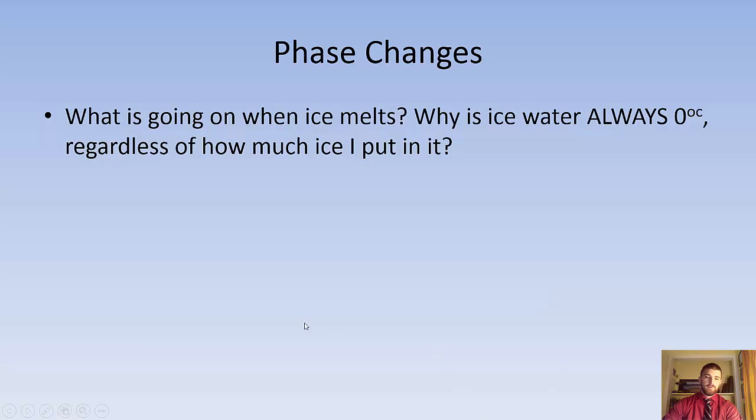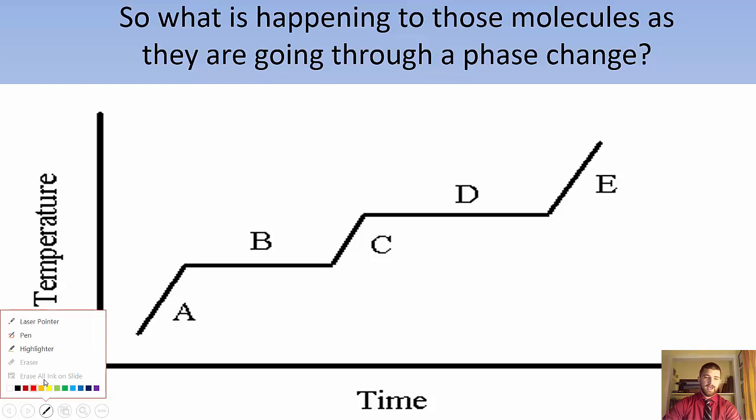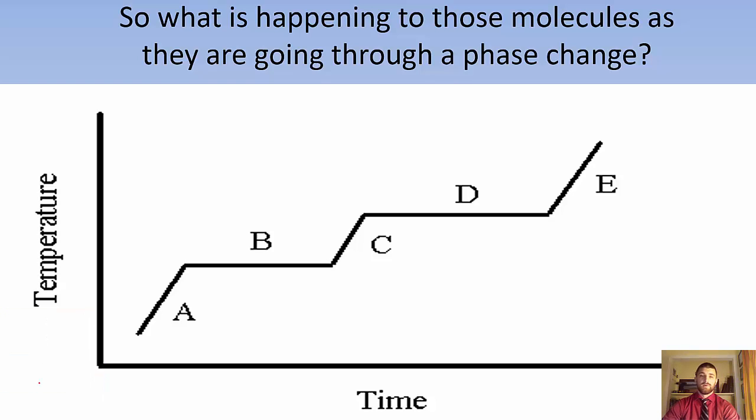So let's take a look at a chart. We have temperature over here, and we've got time over here. Here we're heating stuff up, right? And the question is, what's happening during this phase change right here? Why is the temperature staying the same? What's going to happen there?